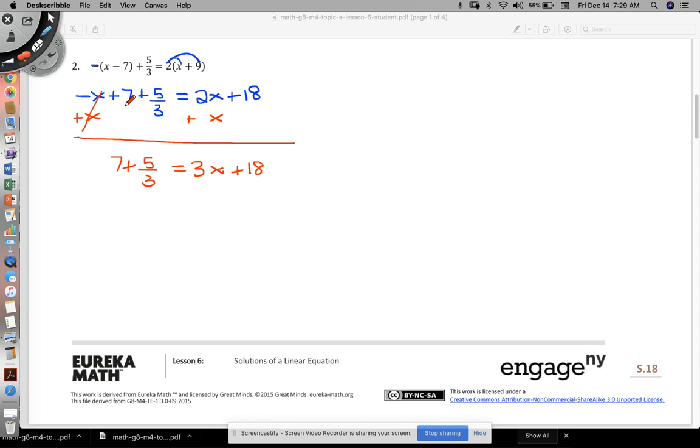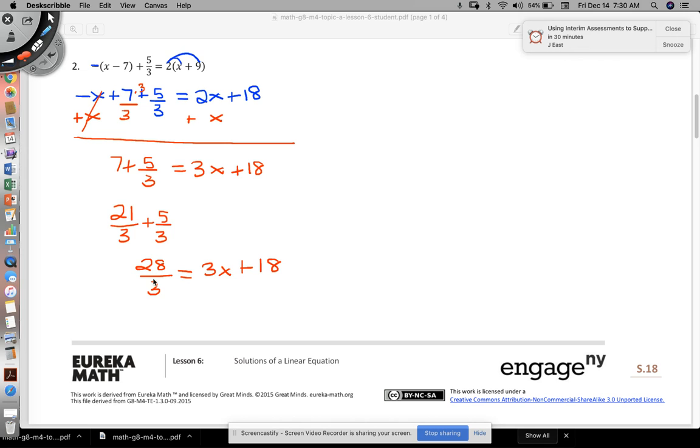If I make this a 3 underneath it, then, because technically it was a 1, I need to multiply this by 3. So this is now 21 over 3 plus 5 over 3, which is going to give me 28/3. And then bring down everything else, plus 3x plus 18.